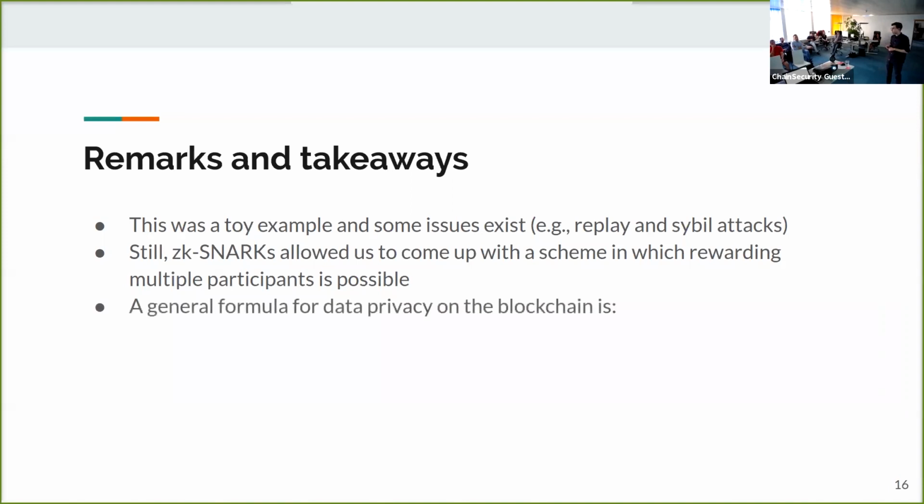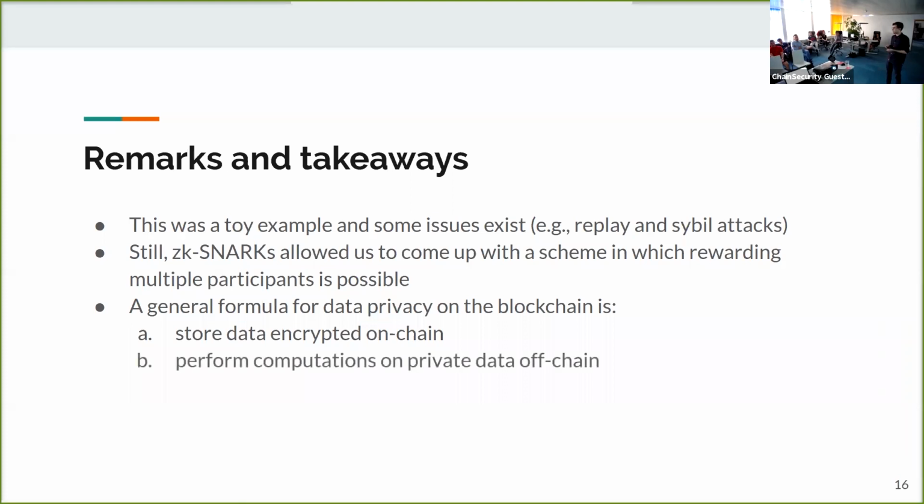There is a fairly general formula of how we can bring data privacy to the blockchain, and this is as follows. If there should be private data on-chain, we haven't seen this in the example, but a use case is when we have a wallet and we want to store the balances on-chain, we would simply store them encrypted on-chain.